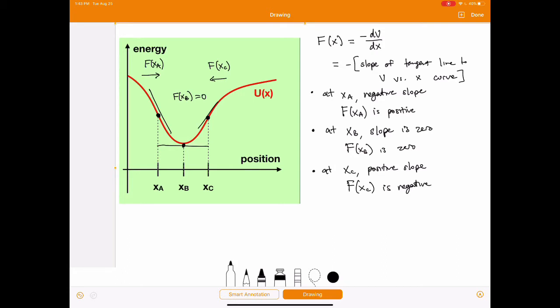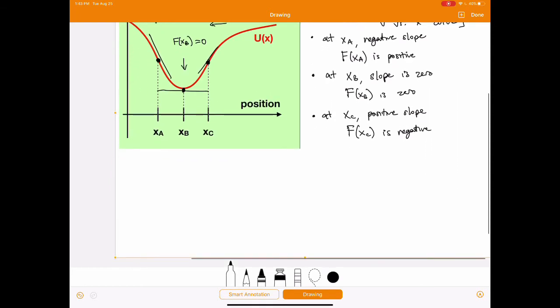So if you have an object at point B, it's not going to feel any force. If you have an object at point A, it's going to feel a force that's pushing it to the right, so back towards point B. And if you have an object at point C, it's going to feel a force pushing it to the left, which again is going back towards that midpoint, point B. So you place an object a little bit to the left or right of XB, and the force brings it back to XB.